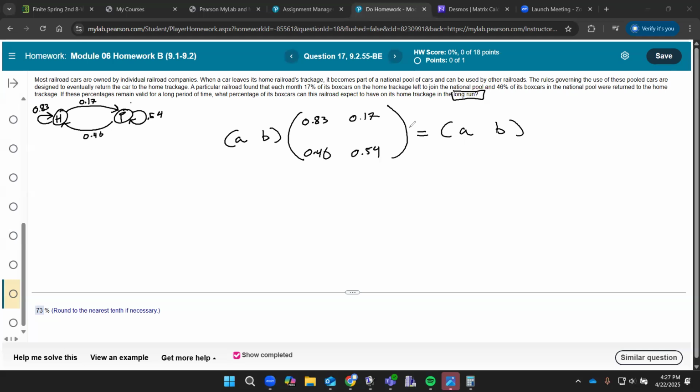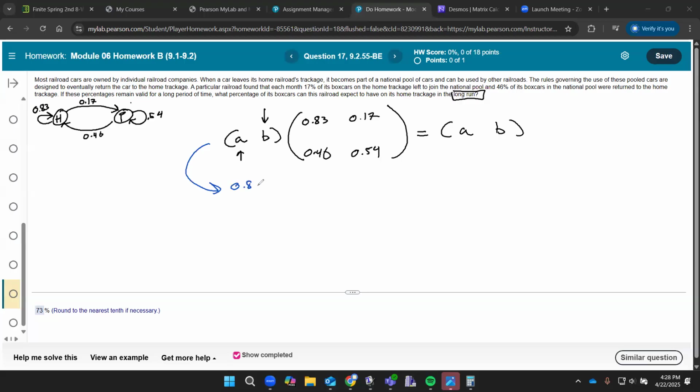So in the long term, there's some number, which is the probability that they just stay at home. And there's some probability that they go to the national pool in the long term. How do you solve for these? Well, I don't know. Let's see what we can do. So we have row times column.